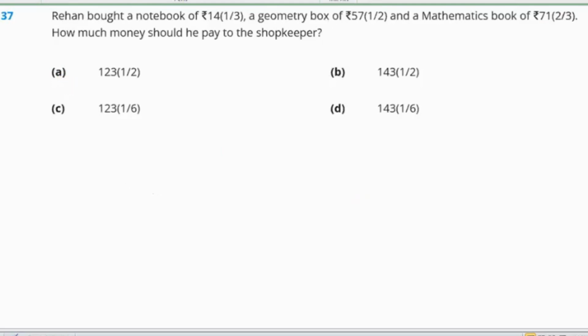Now let's talk about the question number 37. Rehan bought a notebook for 14 whole 1 by 3. Okay, and after that he bought a geometry box for 57 whole 1 by 2. Okay, and then he got a mathematics book for 71 whole 2 by 3. Okay, so yes, we can make it simple.